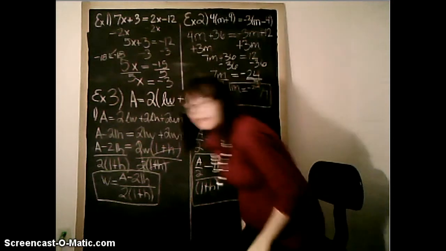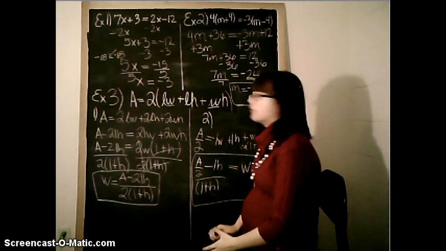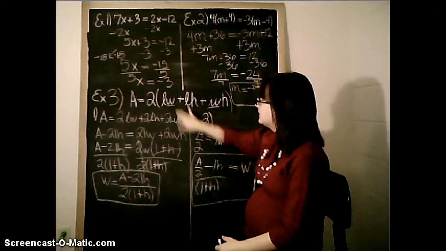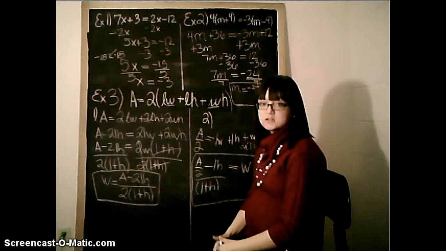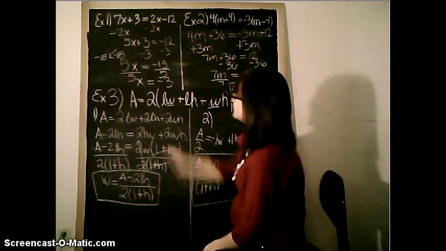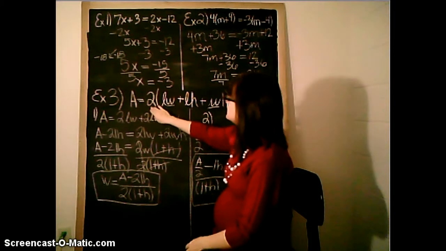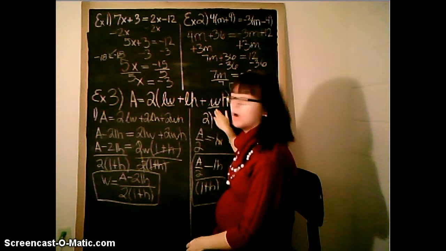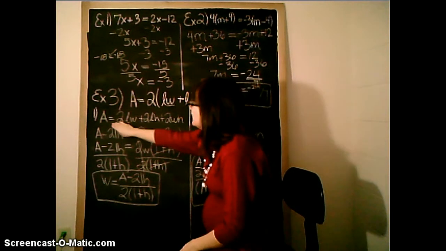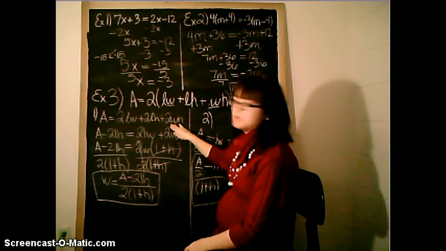For example 3, there are two ways that you can solve this problem. We are solving for w, and there's two different answers. They are both right answers, they're just done differently. So the first way that we're going to look at is to take the 2 and multiply it through all of the different parts at the beginning. So that gives you A equals 2LW plus 2LH plus 2WH.